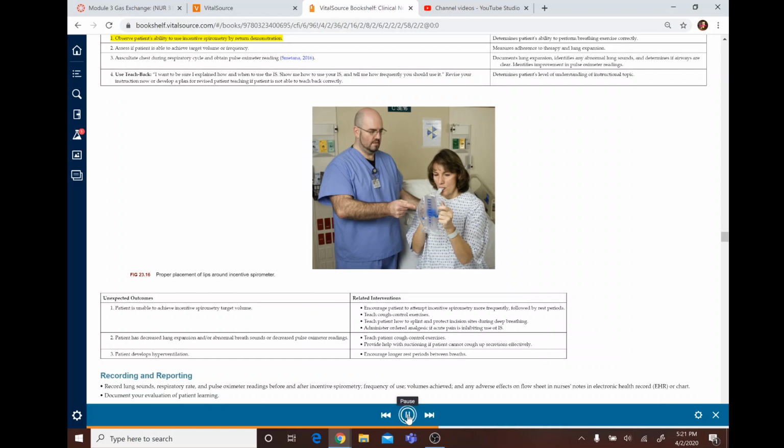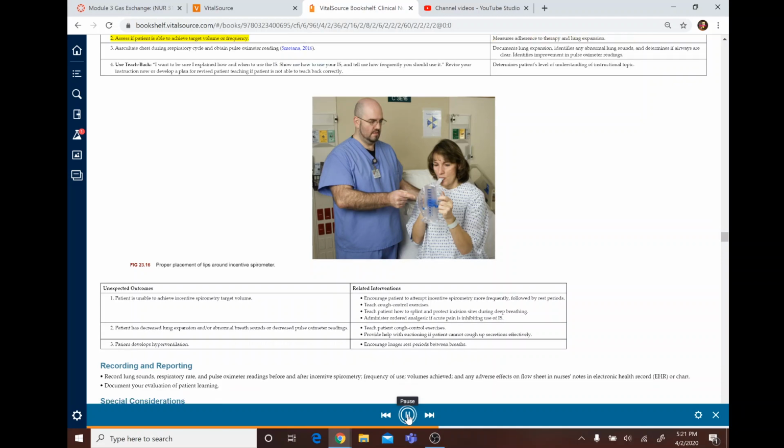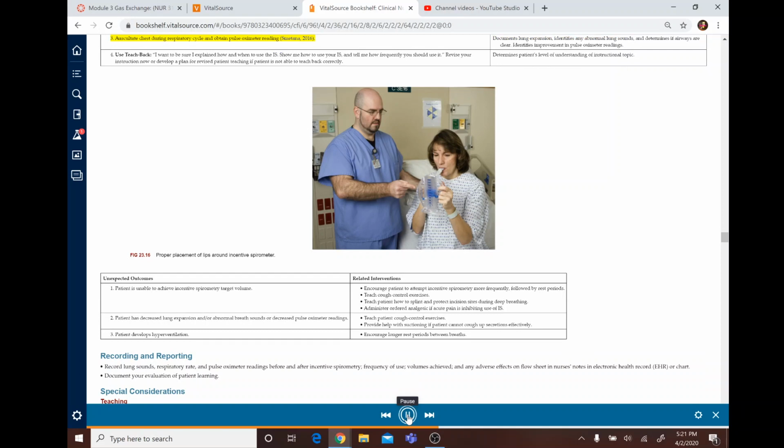Evaluation. 1. Observe patient's ability to use incentive spirometry by return demonstration. Determines patient's ability to perform breathing exercise correctly. 2. Assess if patient is able to achieve target volume or frequency. Measures adherence to therapy and lung expansion. 3. Auscultate chest during respiratory cycle and obtain pulse oximeter reading, Smetana, 2016. Documents lung expansion, identifies any abnormal lung sounds, and determines if airways are clear. Identifies improvement in pulse oximeter readings.